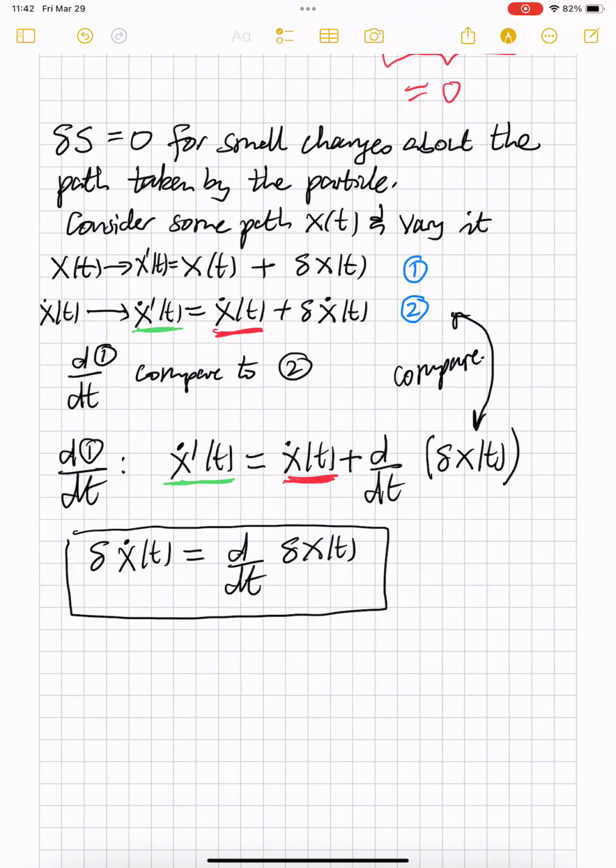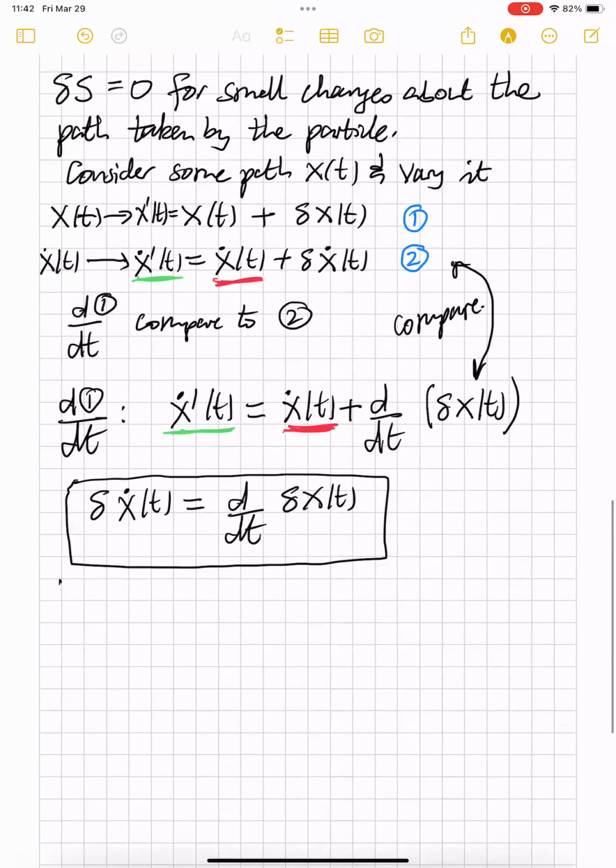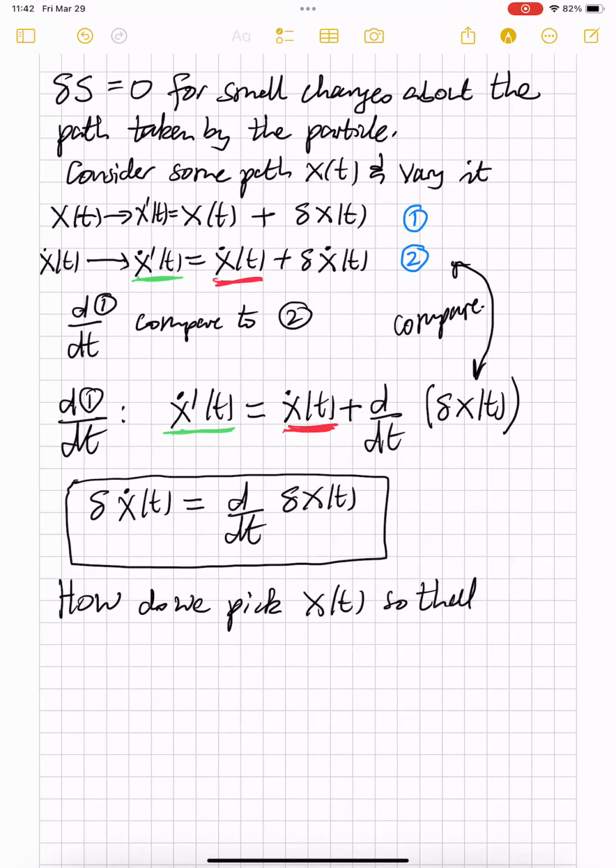Good. And we now would like to know, how do we pick x of t? So this is the central question that we want to learn. How do we pick x of t so that delta s is equal to 0? That's what we want to do.